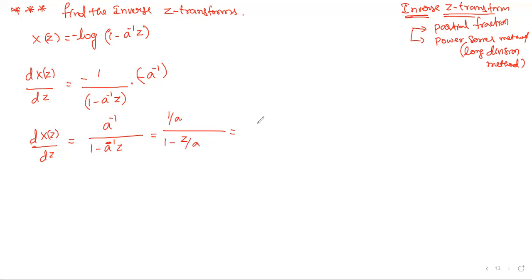1 by a divided by 1 minus z by a. So you can write it as 1 by a divided by a minus z by a, and the a will get cancelled. We can write it as 1 by a minus z.